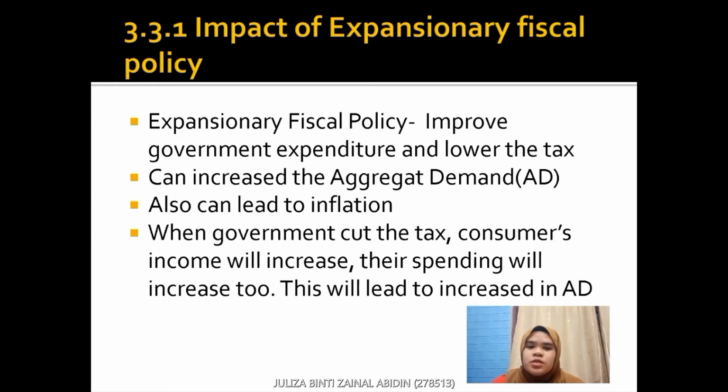The expansionary fiscal policy is the condition where government increases the government expenditure and lowers the tax. This expansionary fiscal policy can increase the aggregate demand, where when government cuts the tax, the consumers' income will increase and their spending will increase too. This condition will lead AD to increase and can help economy to grow better.